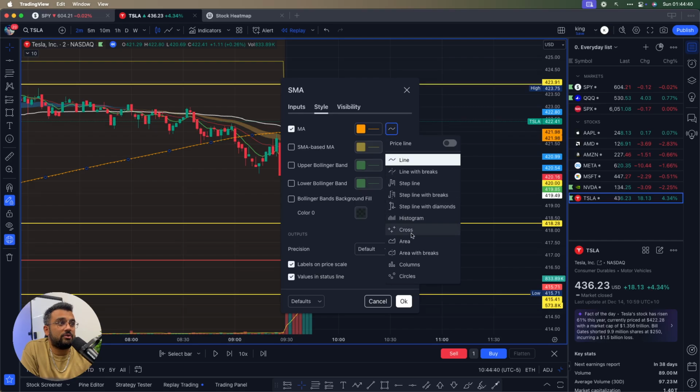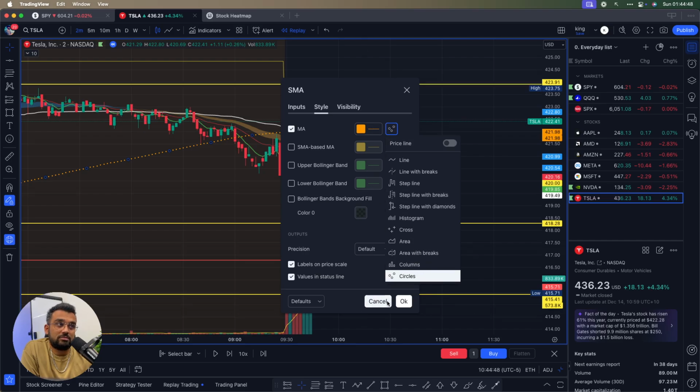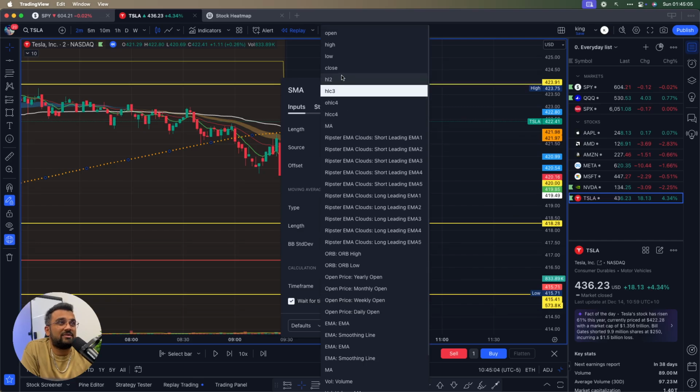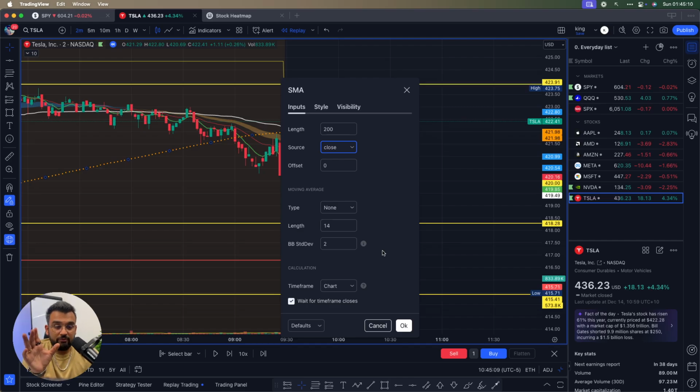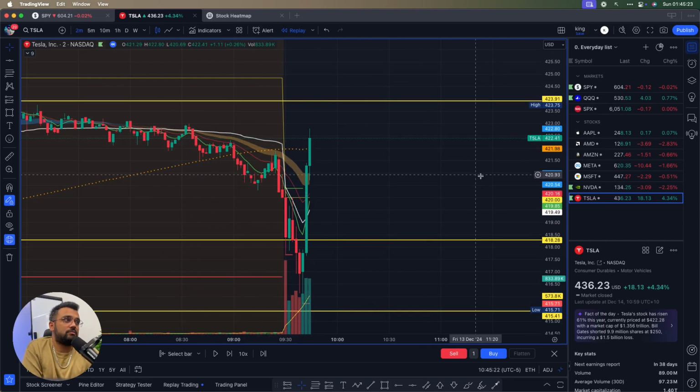And then change it to actual crosses, or columns, or circles, whatever it's called. And that's how I set it up. Visibility, everything can stay the same. Make sure this thing is 200, and make sure the source is close. Sometimes it comes as HLC3, and that just changes the values. HLC2 changes the values. Make sure it's close. Super important. All right, now this is clear, done. Now I'll delete that indicator from my chart, because I already had it.